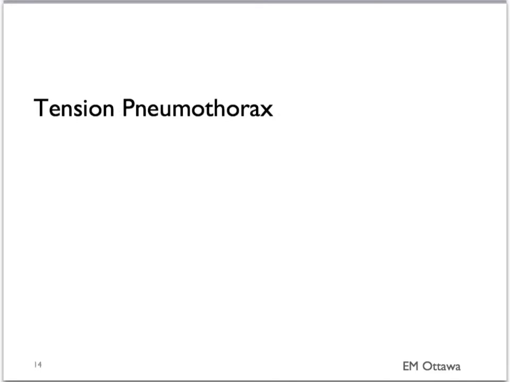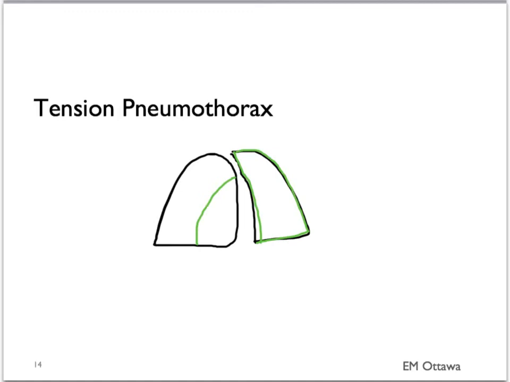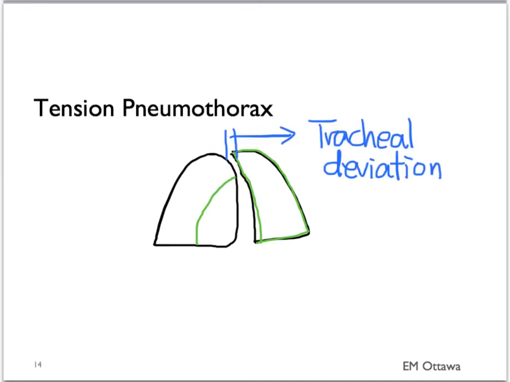What about for tension pneumothorax? What should we look for on examination? Since the mediastinum will be pushed towards the unaffected side, we should look for tracheal deviation to the unaffected side. Since there is also decreased venous return, you would expect the patient's jugular venous pressure to be high.